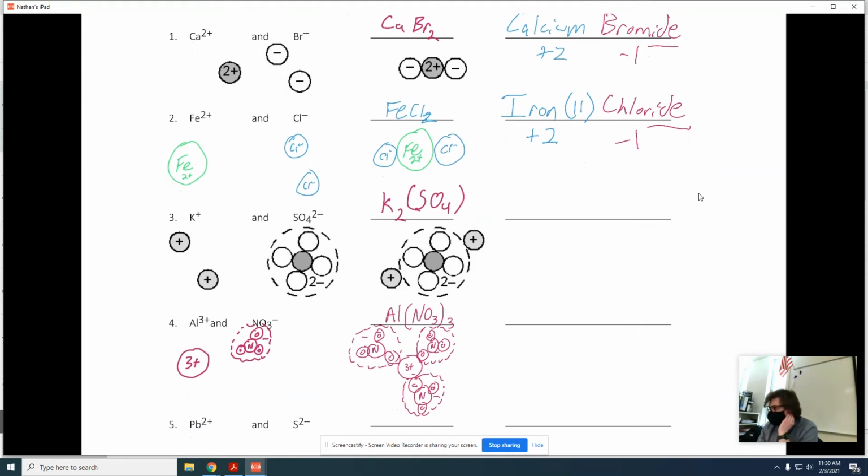Two more examples. I'm going to try to go through these ones a little bit faster. Potassium, if we look on the periodic table, it is not one of our transition metals. So that means we can just write out potassium. We always know that potassium will have a charge of +1. But now we have a polyatomic ion, this SO4.